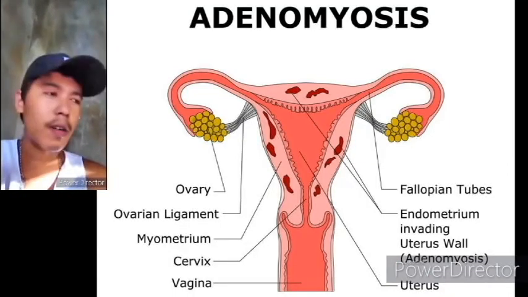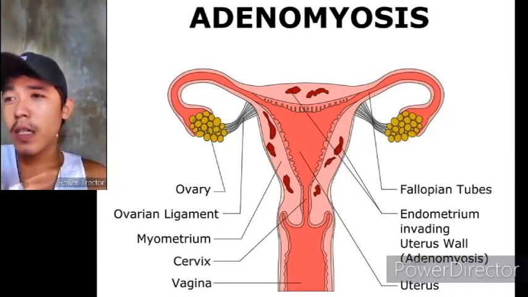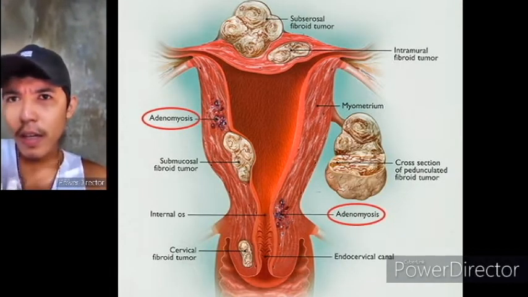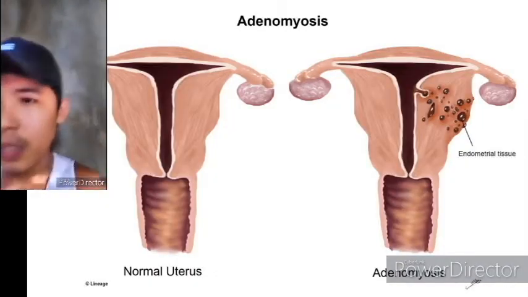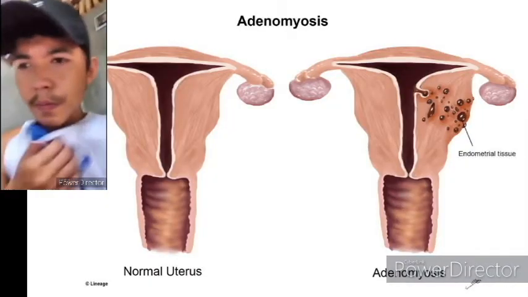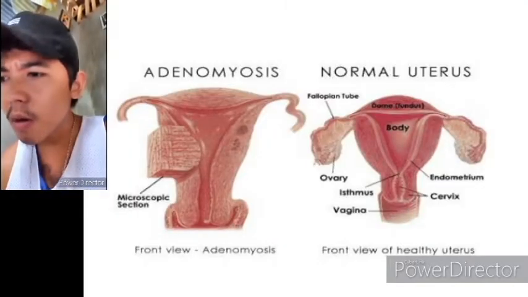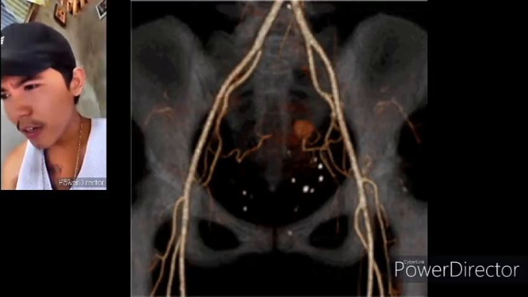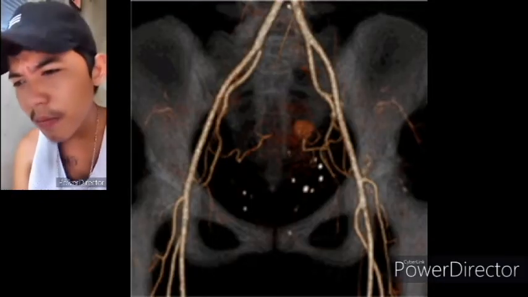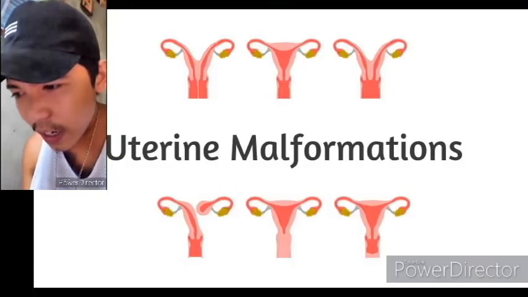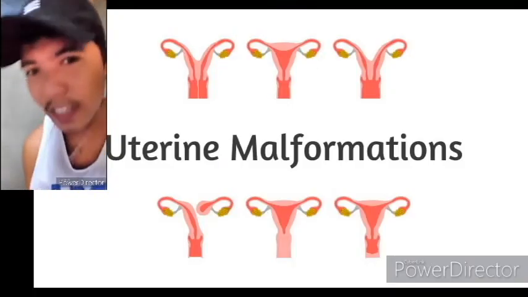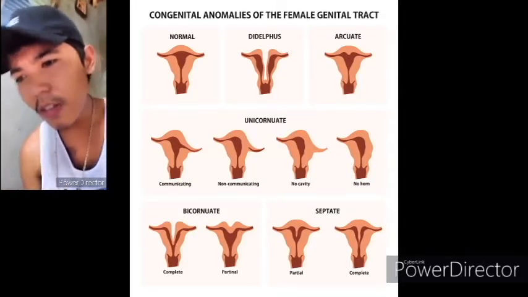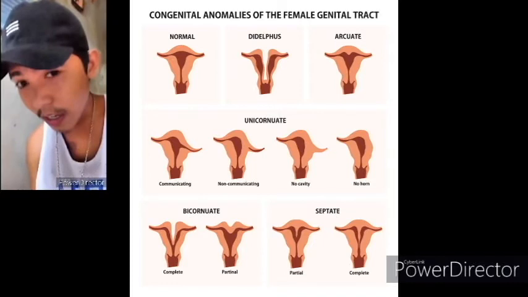Number 4, adenomyosis, a condition in which the inner lining of the uterus breaks through the muscle wall of the uterus. Number 5, uterine artery aneurysm. Number 6, uterine arteriovenous malformation, defined as an abnormal and non-functional connection between the uterine artery and vein.